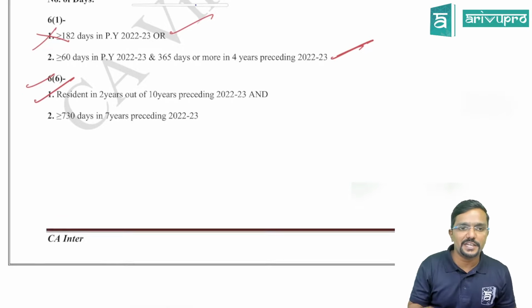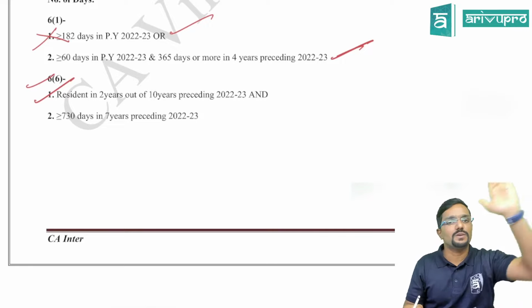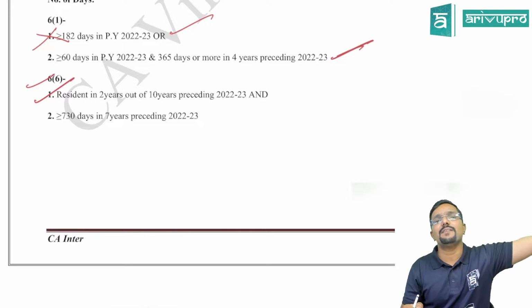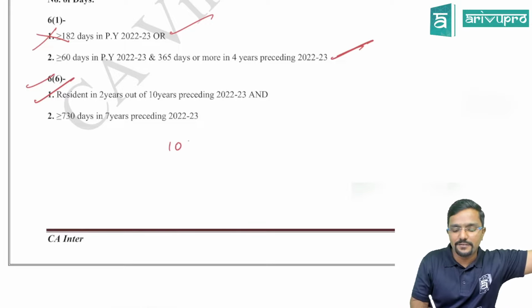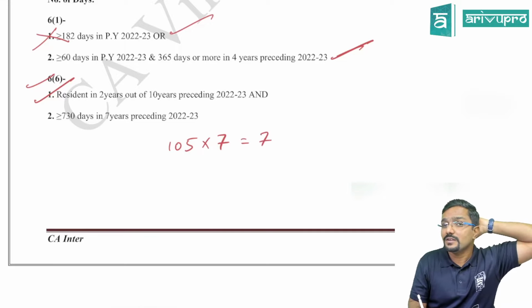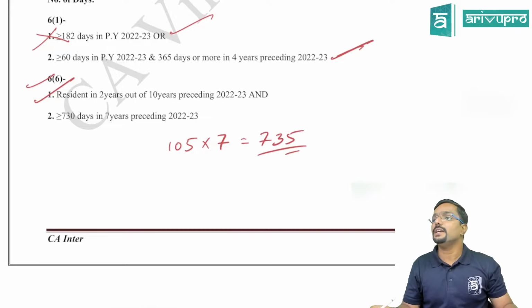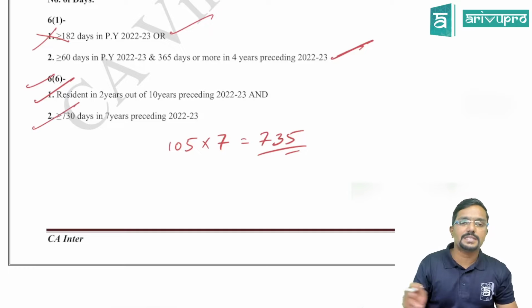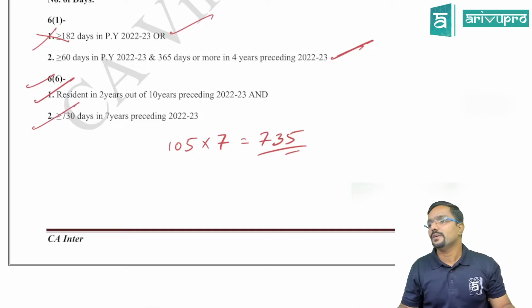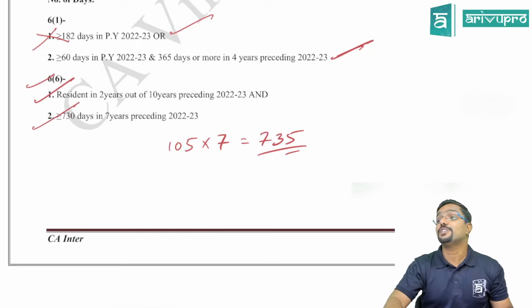Then coming to second condition: 730 days or more during 7 years preceding previous year. So leave our previous year 22-23. Last 7 years, how many days was he in India? 105 into 7. How much is that? 735. So that is exactly more than 730 days. So in that case, he is satisfying this condition also. So now tell me, what is the residential status of HUF? Ordinary resident.